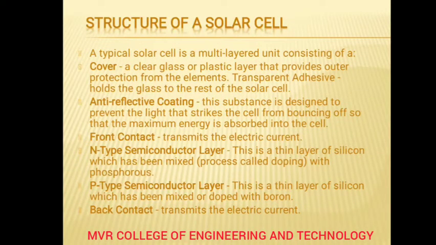The next one is the N-type semiconductor. You know P-type and N-type semiconductors. The N-type semiconductor is a thin layer of silicon mixed, through a process called doping, with phosphorus. The P-type semiconductor layer is a thin layer of silicon doped with boron. N-type is mixed with phosphorus, and P-type is mixed with boron. The back contact transmits the electric current.